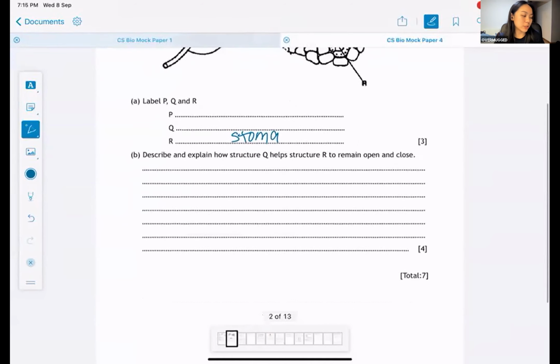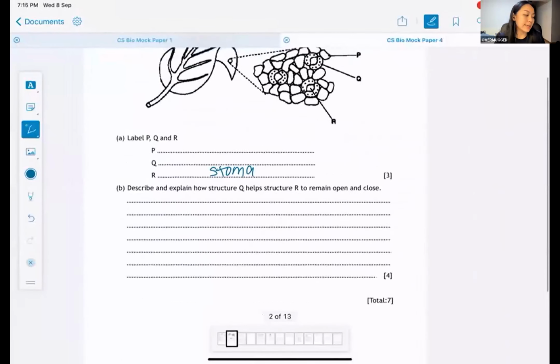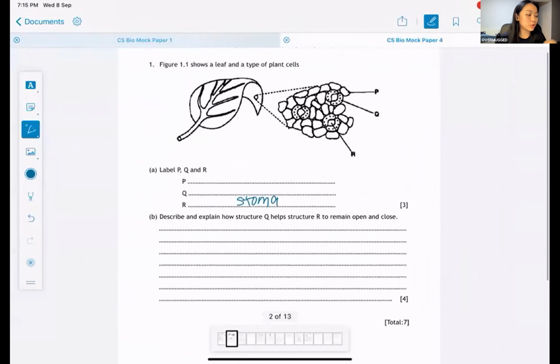And for this part B question, it is describe and explain how structure Q, which is the guard cells, help structure R, which is the stoma, to remain open and close. So this is also something that is pretty straightforward. It is in your notes, it's in your textbook, the teacher's notes is also just there.